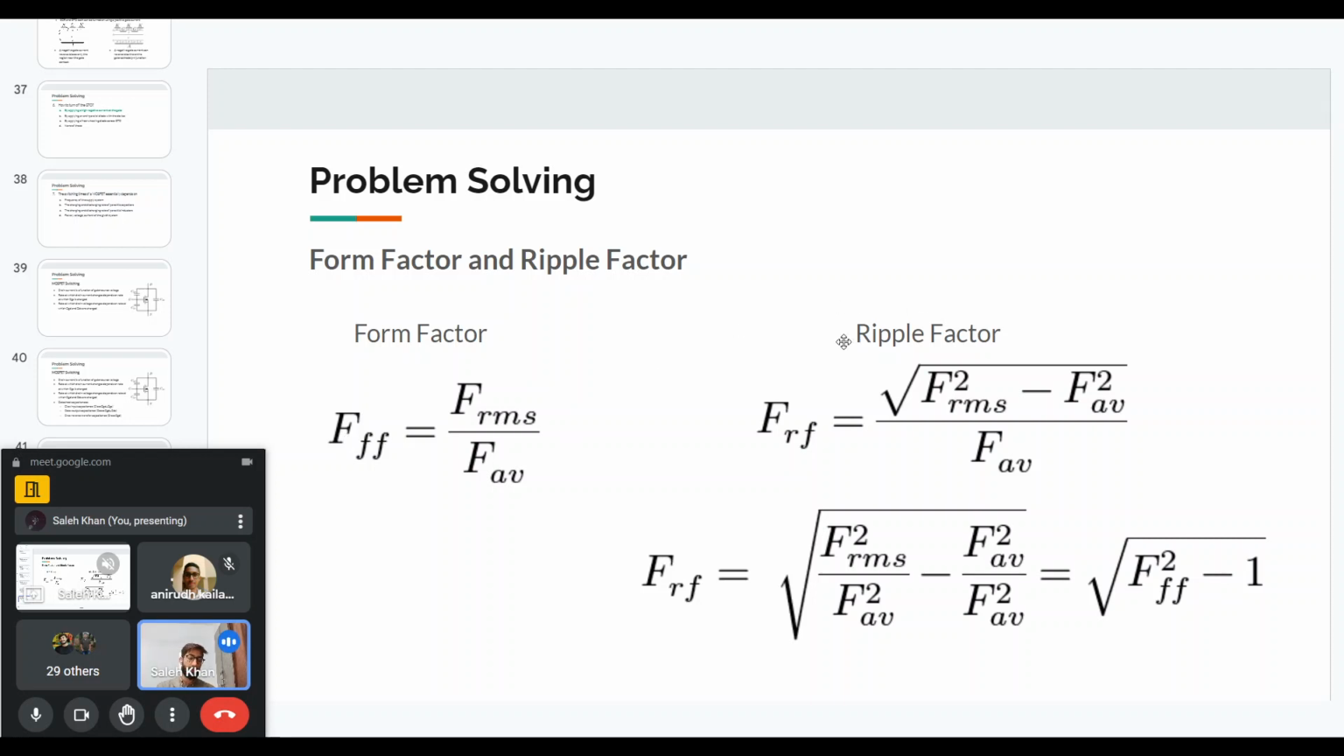Sorry, 1 and infinite. Ripple factor is given by this equation, which is the square root of the square of the RMS of the waveform minus the square of the average, divided by the average. And it basically tells us how much ripple is in a waveform. And if I take the denominator inside the square root, I can say that the ripple factor is equal to the square root of form factor square minus 1.